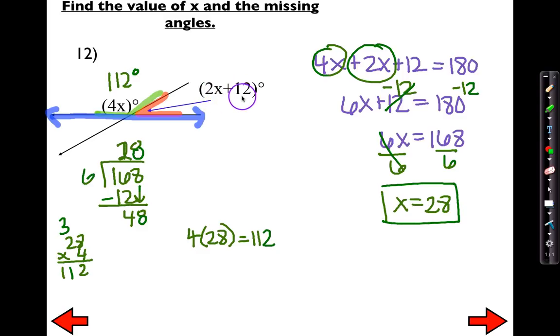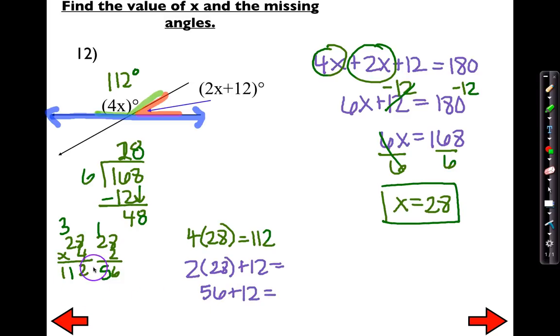Now here we have 2x plus 12, so let's also do that. Instead of an x, let's put our 28 plus 12. What is that going to give us? Again, I'm going to do some side work, so I'm going to do 28 times 2, that's 16, carry the 1. We have 56 plus 12. What is that going to give us? Again, I'm going to have to do some side work. Let's add 12 onto that. It's 8, that's a 6. We have 68 degrees.